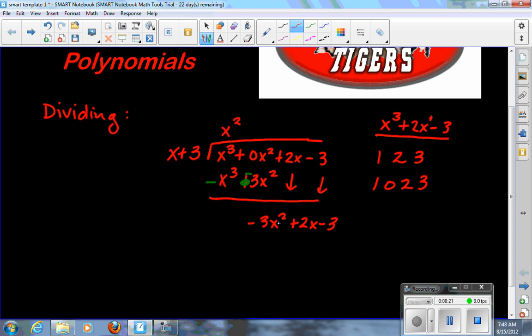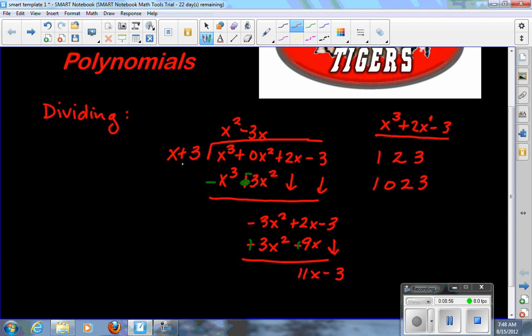Alright, so x goes into negative 3x squared, negative 3x times. So multiply this back down. Negative 3x times x is negative 3x squared. Negative 3x times 3 is negative 9x. Draw the line, change both of these signs. You'll notice every time I change my signs, this first column will go away. That will always happen if you're doing this right. So now I have 11x minus 3.